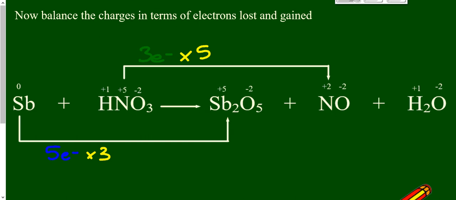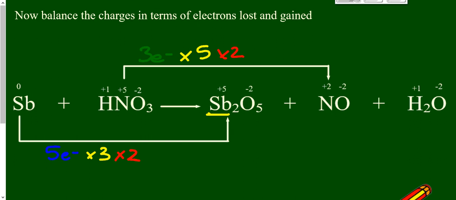Here's where you're going to have a problem. It's not possible for me to get 3 antimonies on this side because of this number 2. I need an odd number, but the number 2 is making it into an even number. The fix for that is to multiply both the top and the bottom by 2.